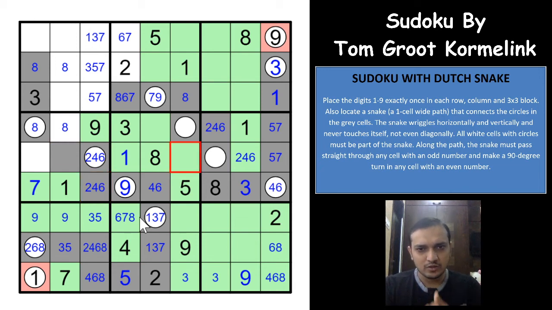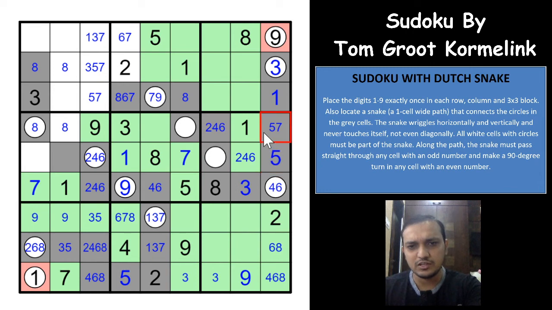Okay, we missed one of the possibilities here. Excellent. So what happens here is that if this snake path goes this way or this way, anyway, you will have two even numbers here. Third even number is here, fourth even number is here. So which means that this would have to be an odd number, and the only possible odd digit here would be 7. So that gives you a 5 here and a 7 here. So we missed that logic here.